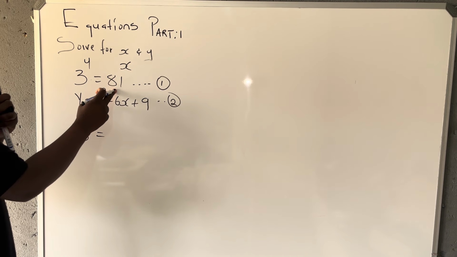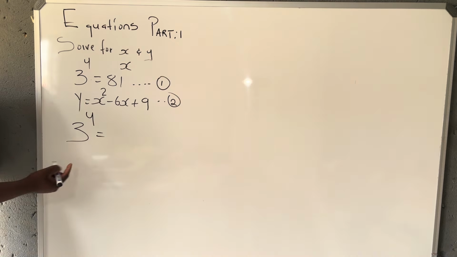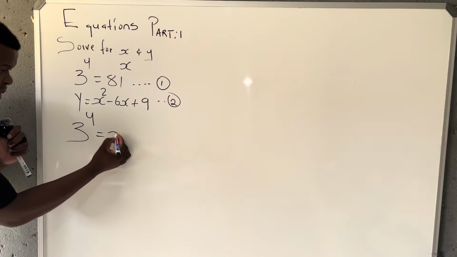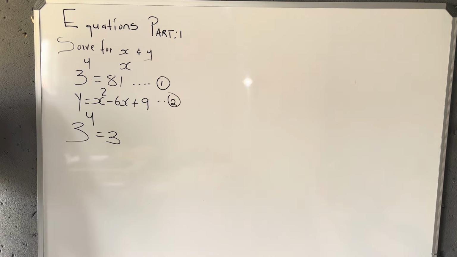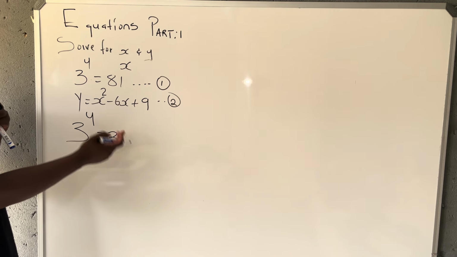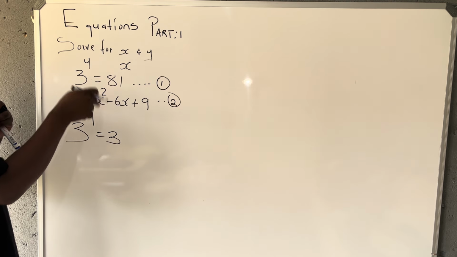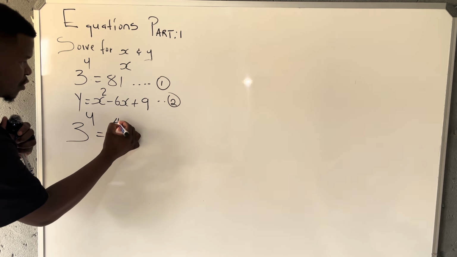And then what is the exponential form of 81? With an index of 3, definitely the base of this number should be 3. So we can check: 3 to the power 1 is 3, 3 to the power 2 is 9, 3 to the power 3 is 27, 3 to the power 4 is 81. So obviously I'm going to use this.